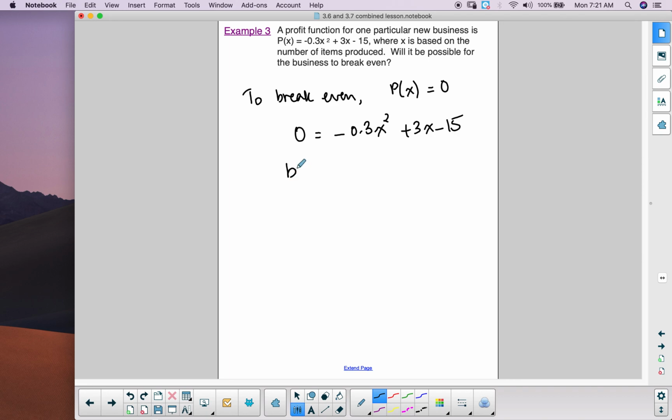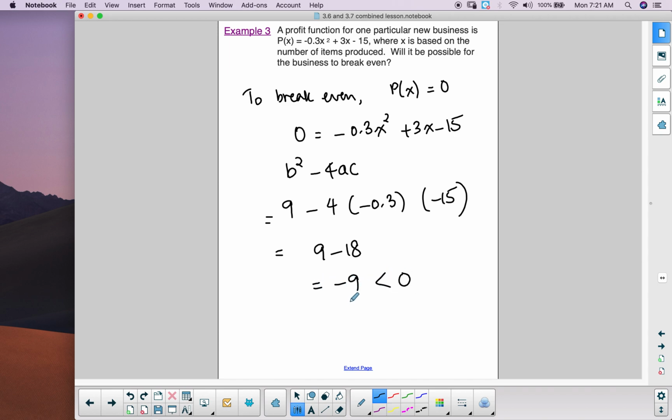Well, we can just do the discriminant part, b squared minus 4ac, and answer that question, which is 9 minus 4 times negative 0.3 times negative 15, which is equal to 9 minus 18, which is equal to negative 9, which is a value less than 0. So there's no roots, which means it's not possible, right? Because if the profit function is never 0, therefore it is not possible to break even.